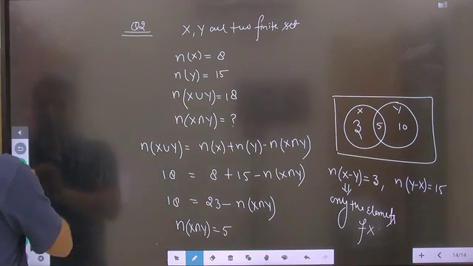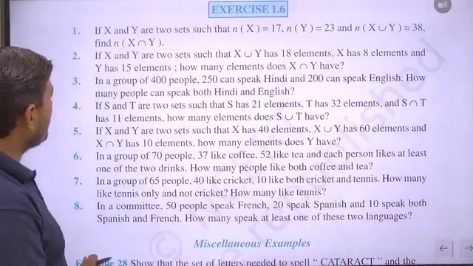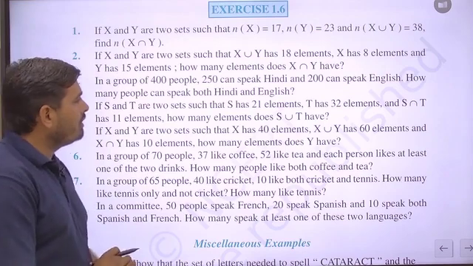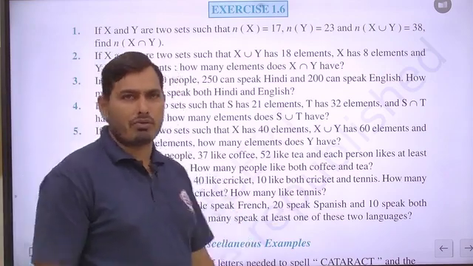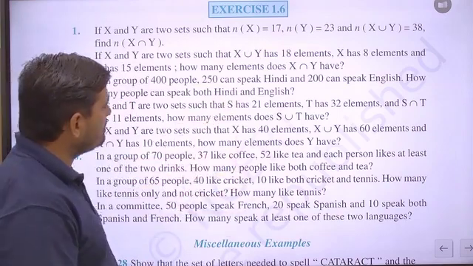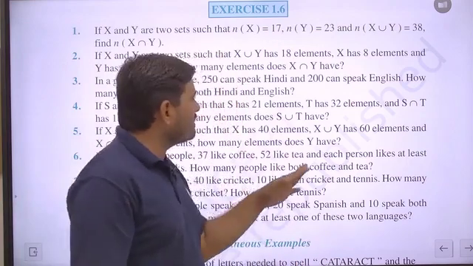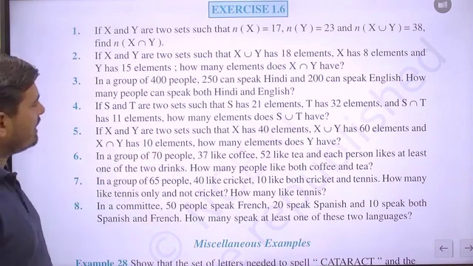You can see question number 3. In this question, a particular kind of language problem is given, where in a group of 400 people, meaning the total number of persons will be equal to 400, 250 can speak Hindi and 200 can speak English. Means there are two kinds of language, Hindi and English. Then how many people can speak English and Hindi both?